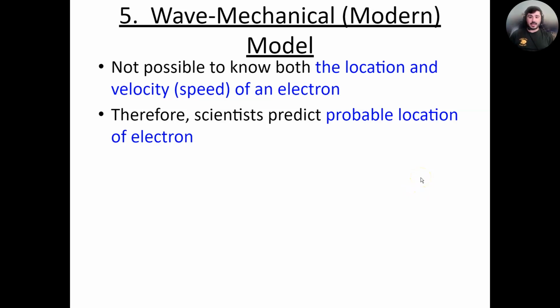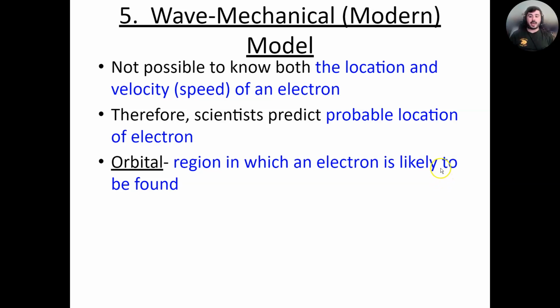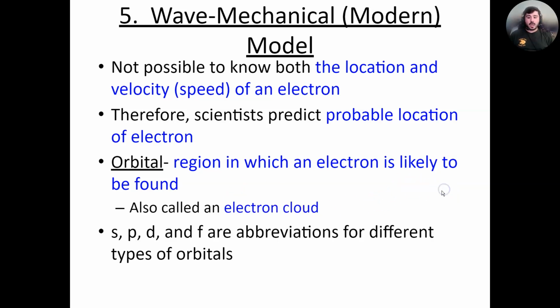Because of that, scientists can predict the probable location of an electron, which are known as orbitals. Orbitals are essentially just regions in which an electron is likely to be found, sometimes also referred to as an electron cloud. And there are four types: s, p, d, and f are the different orbitals referred to in this wave mechanical model. These are the abbreviations for the different types of orbitals.